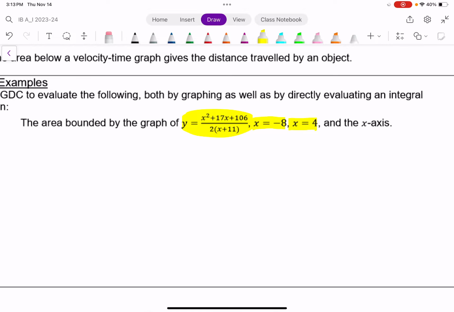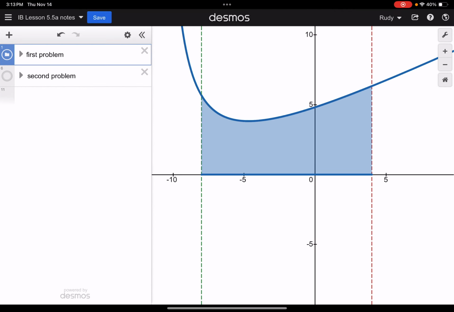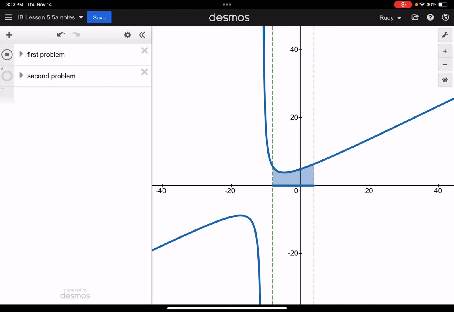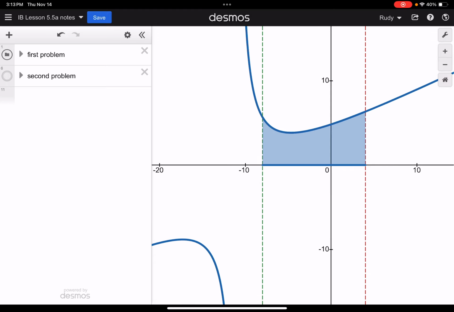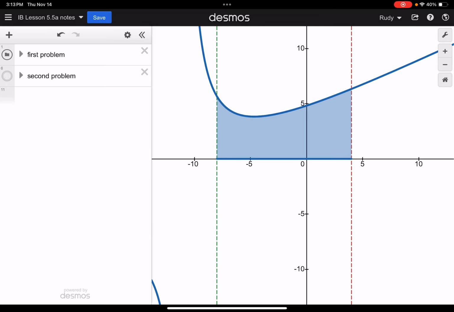So for a visual of this, I'm going to go to Desmos. And this is what it's kind of visualizing. If I zoom out, what you see in dark blue, that's the graph of (x squared plus 17x plus 106) over (2 times x plus 11). That's the rational function. However, we want to look at just the area bounded between that, the x-axis, as well as these vertical lines of x at -8 and x equals 4. And that's what you see, those vertical lines. And so this area we see shaded, that can be represented as an integral.